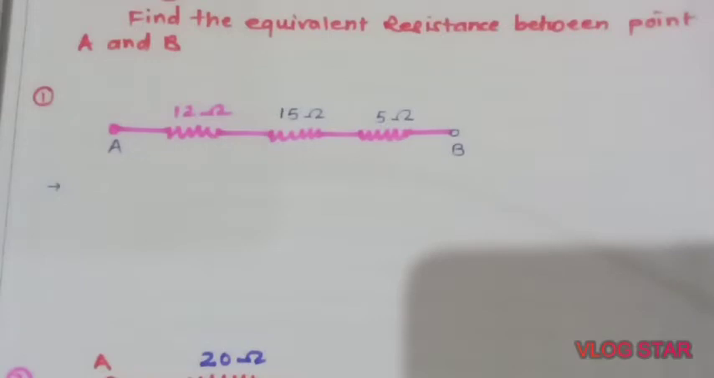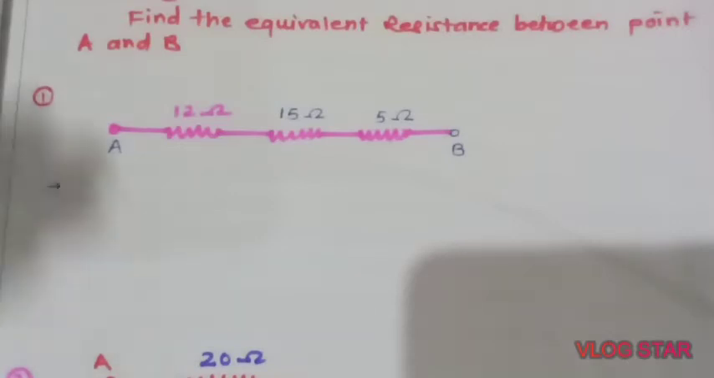Hello students, today we will discuss a few problems on electricity, particularly when resistors are connected in combination. We will find the total resistance, or equivalent resistance, of that combination. We will start with a simple example.